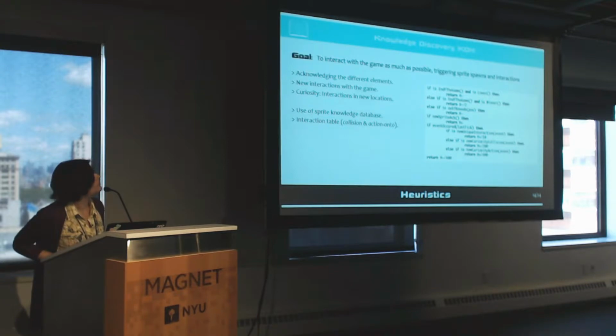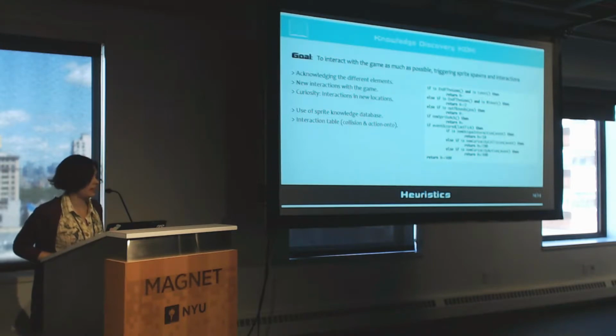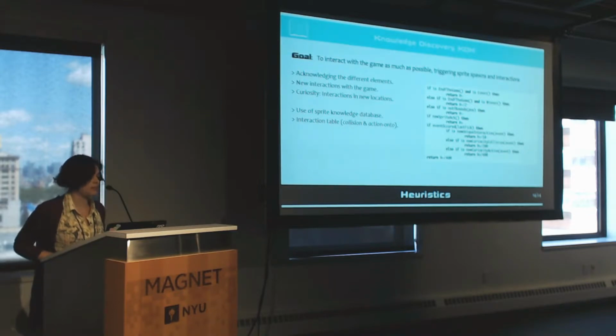This is the knowledge discovery heuristic. In this case, the interest of the agent was to interact with the game as much as possible to trigger different sprite spawns and interactions. So what the heuristic wanted to do is acknowledge different elements and try to interact with the game as much as possible. And if it has interacted with all the elements that are available, try to interact as much as possible in different locations of the game, which we call curiosity.